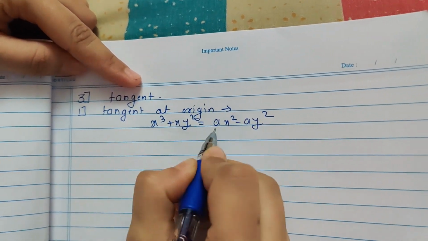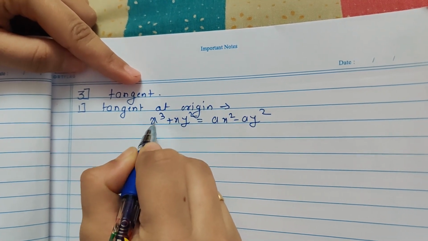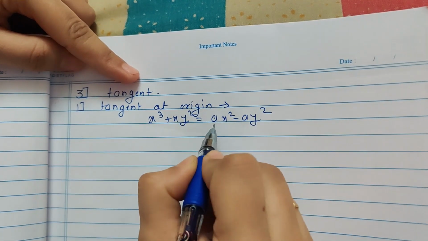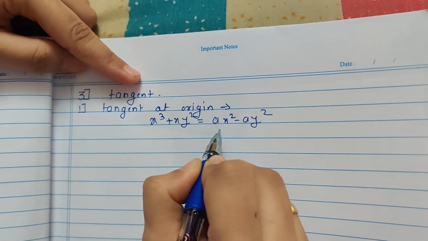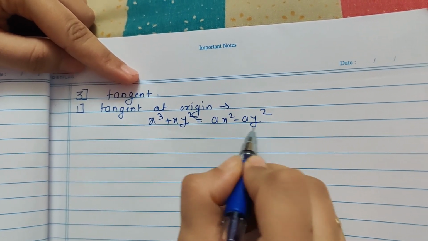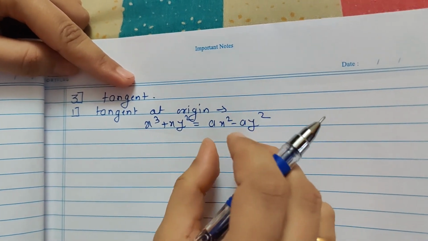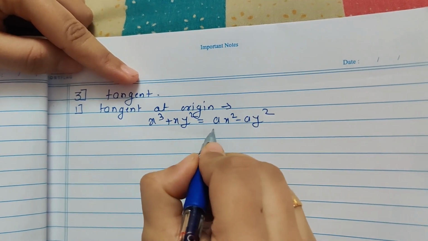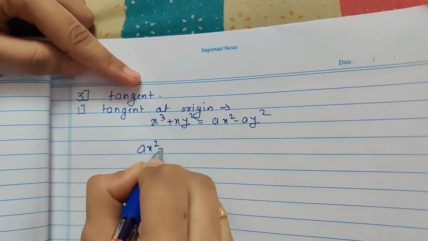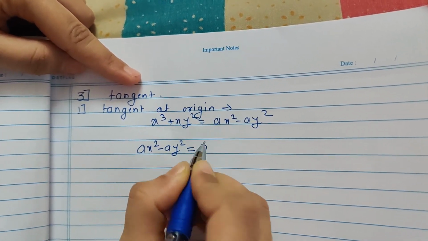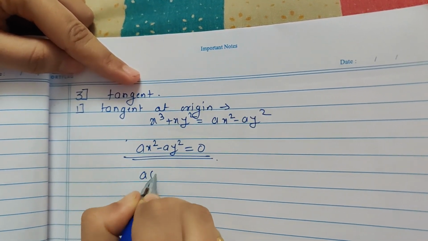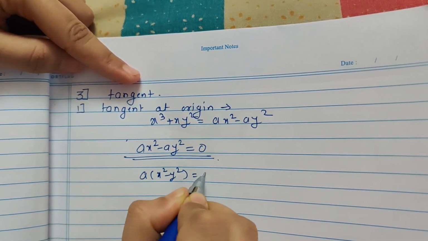Now the lowest degree term. See, this is x cubed, the degree of this term is 3. Here x y squared, the degree of this term is 3. Now a x squared, the degree is 2. Here a is a constant, and minus a y squared, here the degree is also 2. So these two are the lowest degree terms. So we have to equate the lowest degree terms to 0. So what will we get? a times x squared minus y squared is equal to 0.